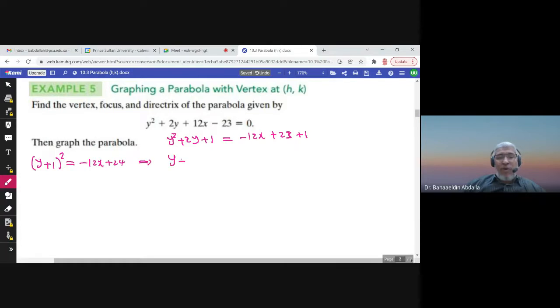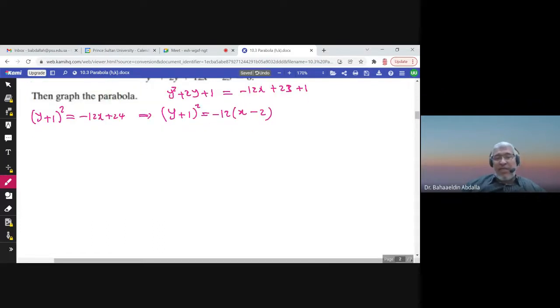And now one more step to write the equation in the standard form. I take the coefficient of x as a common factor. So I'll have x minus 2, since 24 over negative 12 is negative 2. So this is the equation of the parabola written in the standard form. And now I can see the vertex immediately: x minus h, so 2, y minus k, so negative 1. The vertex is 2 and negative 1.